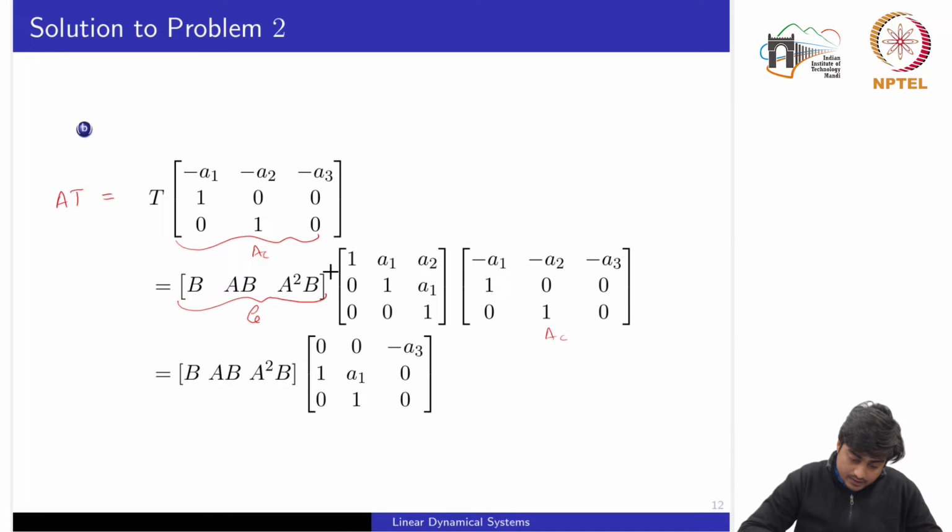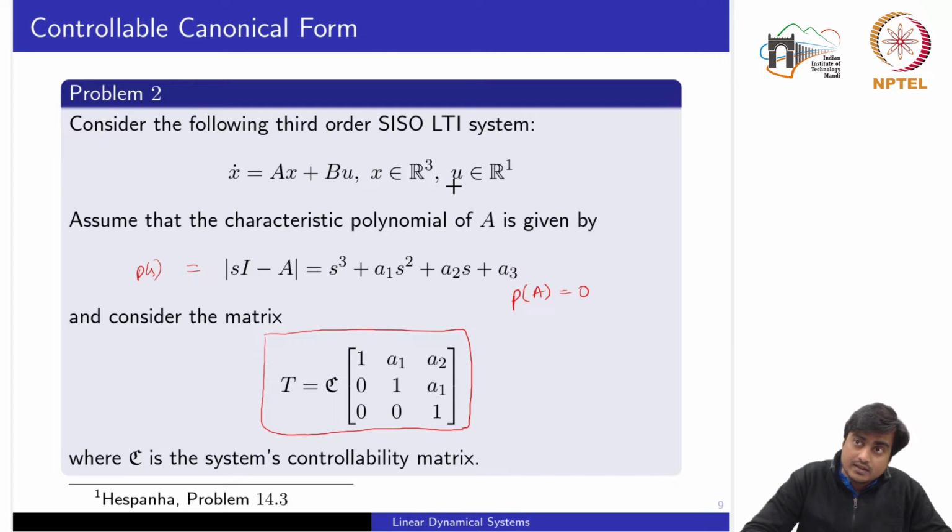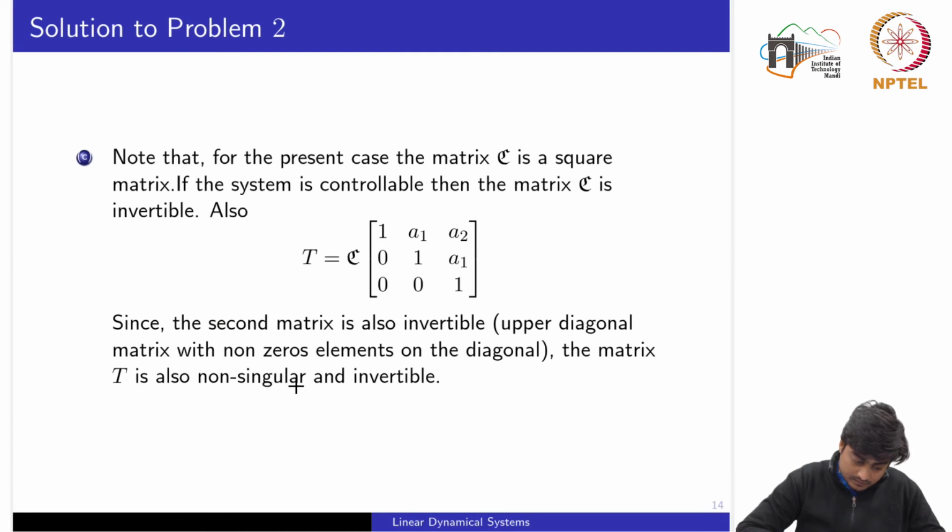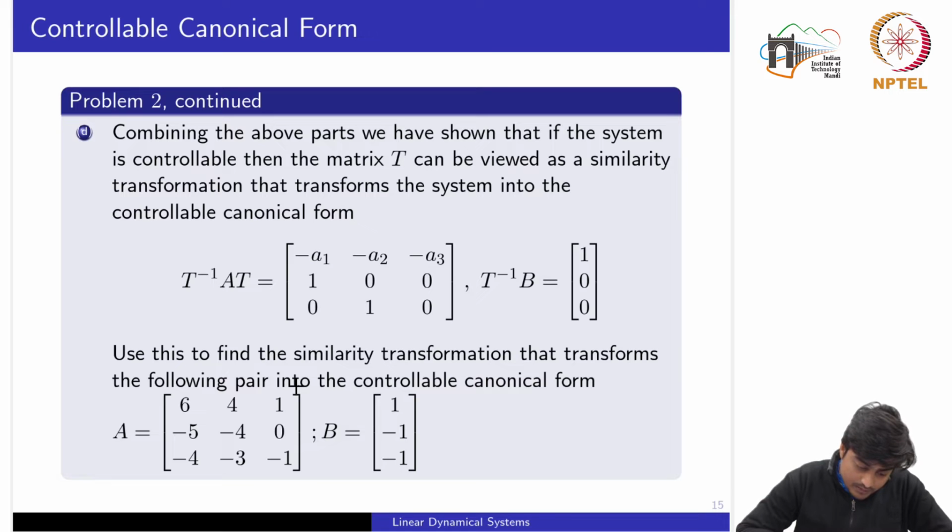And particularly for this problem, since we have defined U as a scalar, for computing this C matrix, the C matrix would be a square matrix, right? Because our B would be a vector. Now there is an additional part to the same problem, which was also one of the implications of the problem: if the system is controllable, then the matrix T can be viewed as a similarity transformation that transforms the system into the controllable canonical form. So this T matrix, what we have defined in this problem, also transforms the normal A matrix into the canonical form. If we aim to compute the numerical values, let's take this A matrix as defined by this and the B vector as this.